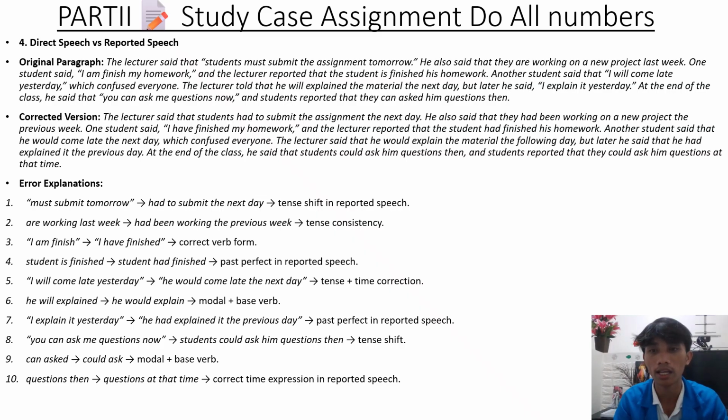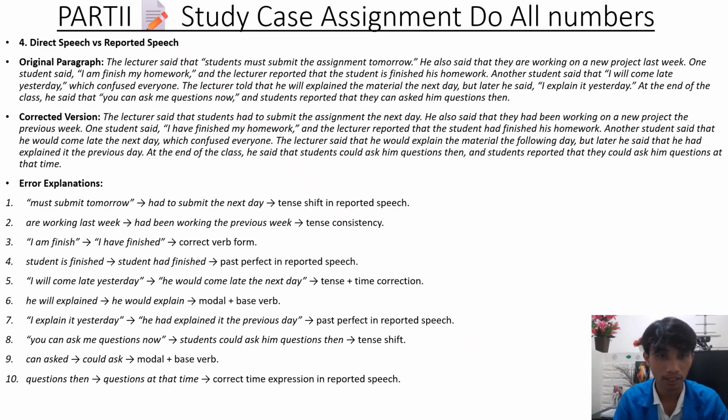Another student said that I will come late yesterday, which confused everyone. The lecturer thought that he will explain the material the next day, but later he said, I explained it yesterday. At the end of the class, he said that you can ask me questions now, and students reported that they can ask him questions then.